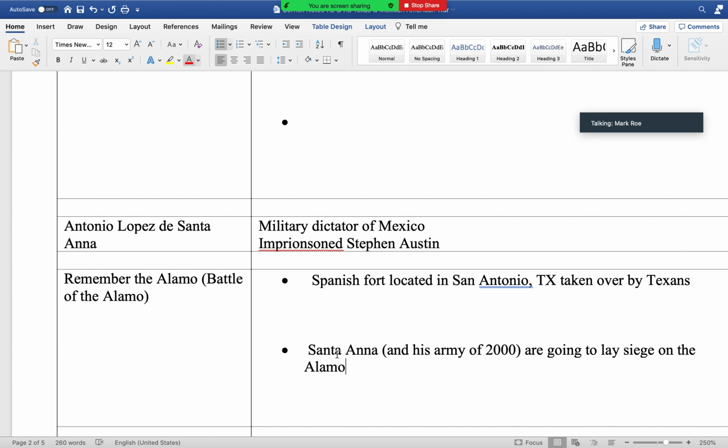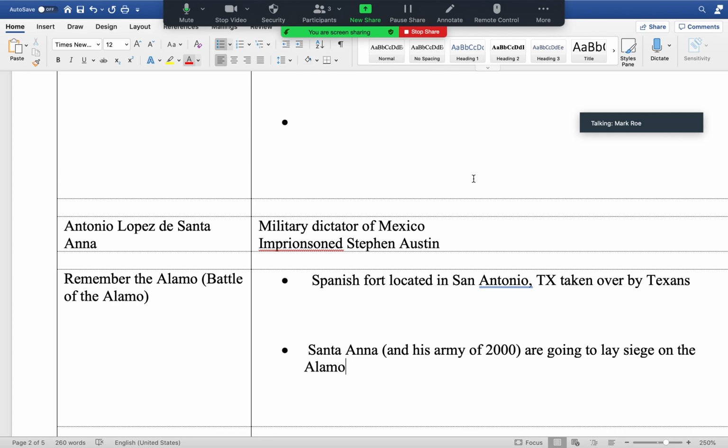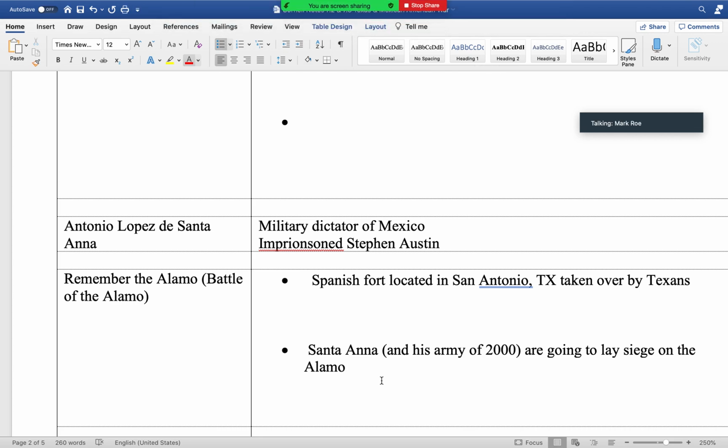So what happens eventually is that the Texans who are located in the Alamo, and these were big names like Davy Crockett, Jim Bowie, William Travis, some of these guys. And again, Davy Crockett had been a U.S. senator, and he basically resigns his post because he decides he wants to go to Texas and be a part of this revolution. But Santa Anna and his army are going to march and lay siege on the Alamo.